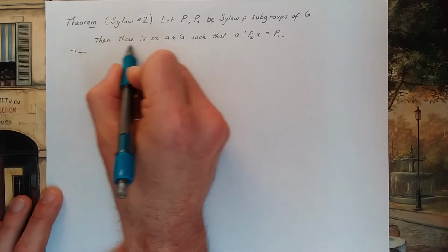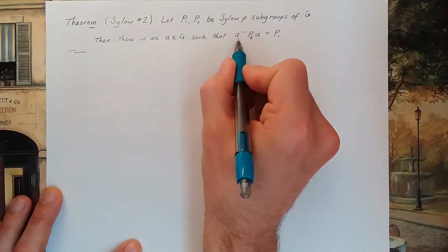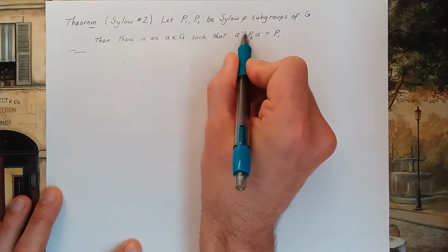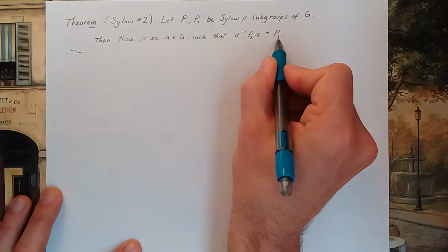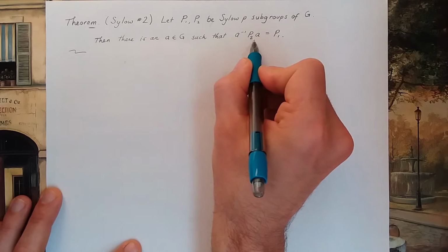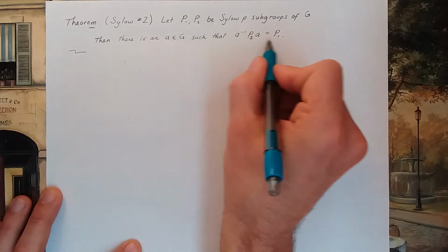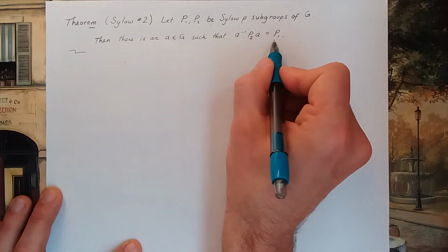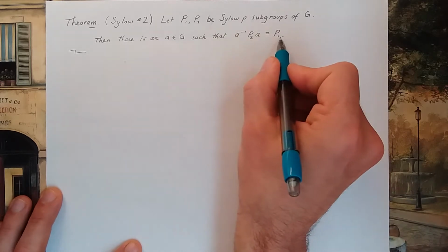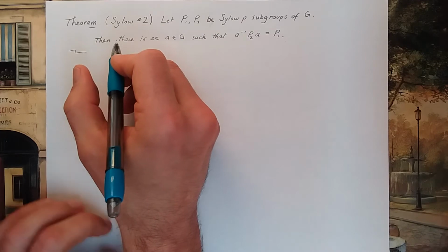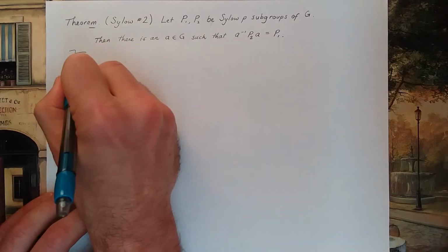In this case, there's an element a in the group such that a inverse P2 a is P1, meaning that P1 and P2 are conjugate. They're really kind of the same structure of the set. In fact, they're isomorphic, and the isomorphism is conjugation. So this is kind of an amazing fact. So let's prove it.